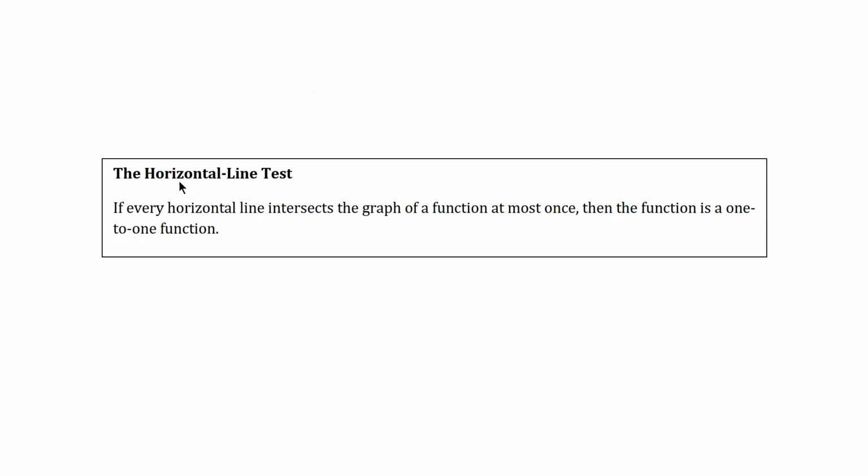Next, we have the horizontal line test. This is a visual test that you apply to the graph of a function to determine if it's one-to-one. It states here if every horizontal line intersects the graph of a function at most once, then the function is a one-to-one function. Conversely, if it's possible to draw a horizontal line that intersects the graph more than once, then the function is not one-to-one. In the next example, we're going to apply the horizontal line test to determine whether each graph is a function.